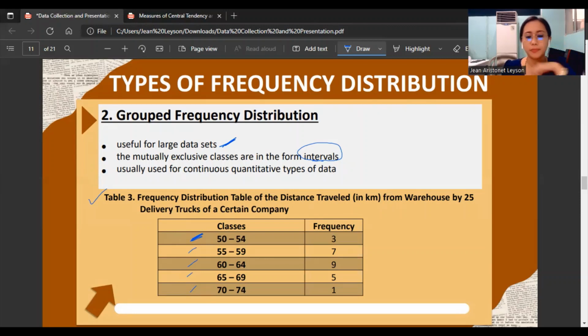Now, if we analyze the table, there are three delivery trucks who were able to travel 50 to 54 kilometers from the warehouse. Second one, there were seven delivery trucks who were able to travel 55 to 59 kilometers. Next, we have nine trucks who were able to travel 60 to 64 kilometers. Fourth one, there were five trucks who were able to travel 65 to 69 kilometers. And lastly, there was only one delivery truck that was able to travel 70 to 74 kilometers.